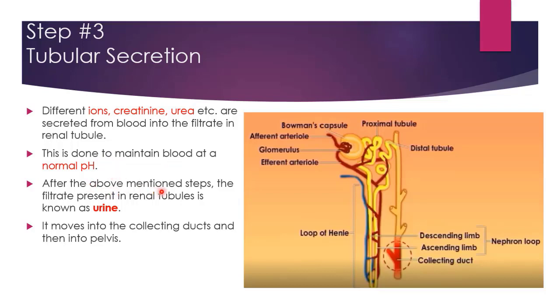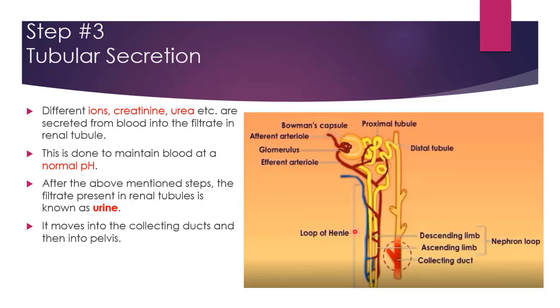After the above mentioned steps, the filtrate present in the renal tubule is now known as urine. And it moves into the collecting ducts and then into the pelvis. As you can see in this picture, after glomerular filtration and selective reabsorption, this filtrate moves towards the collecting duct, from where it moves into the pelvis and is secreted out from our body.